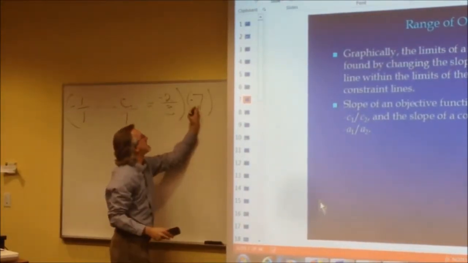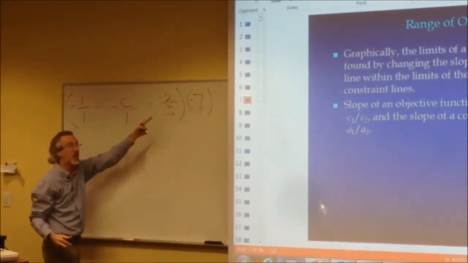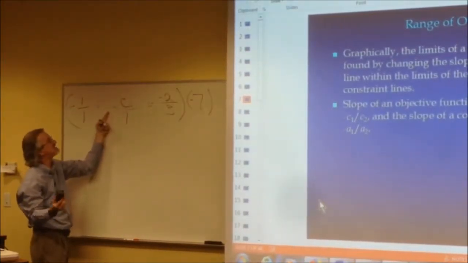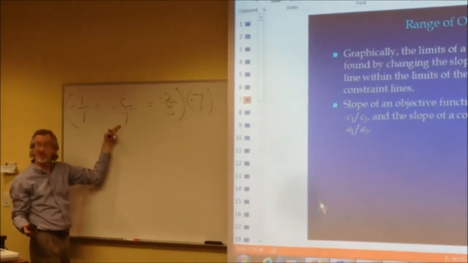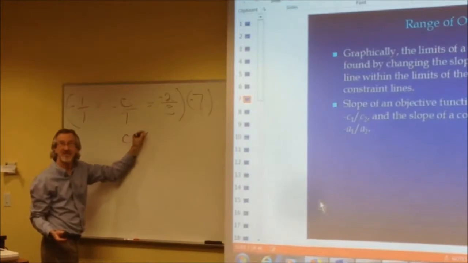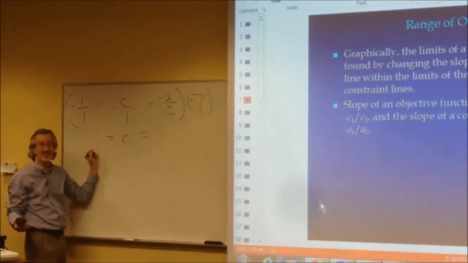Now remember, this is the same as 7 over 1, so you can cross multiply. 7 times c, negative times negative is positive. 7 times c is 7c. Over 7, the 7's cancel each other out. All you have left is c. That's why we multiply by -7.